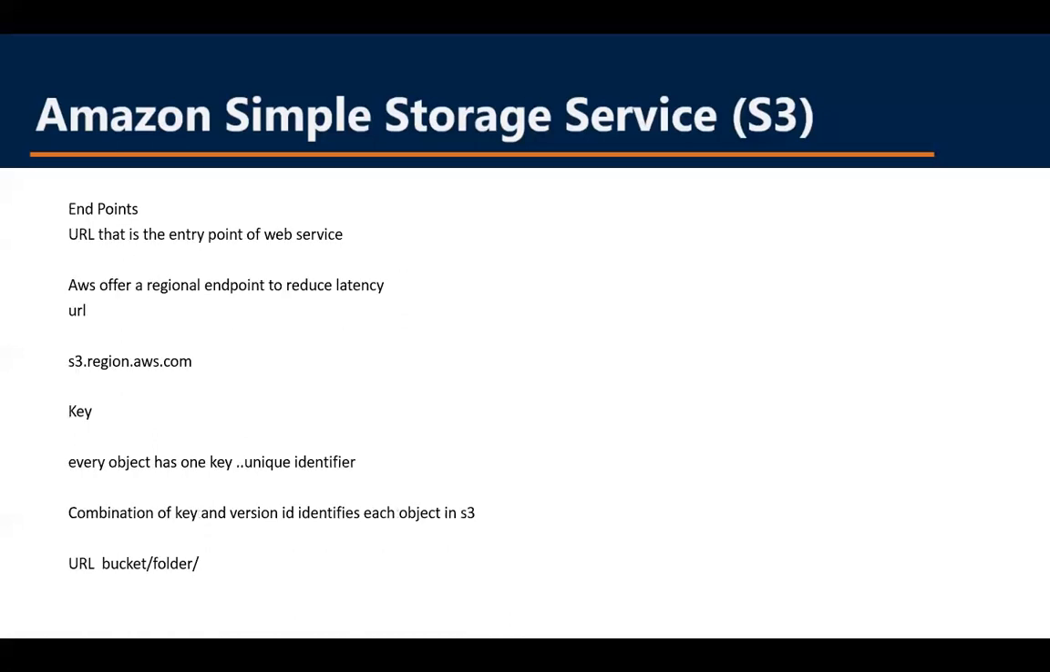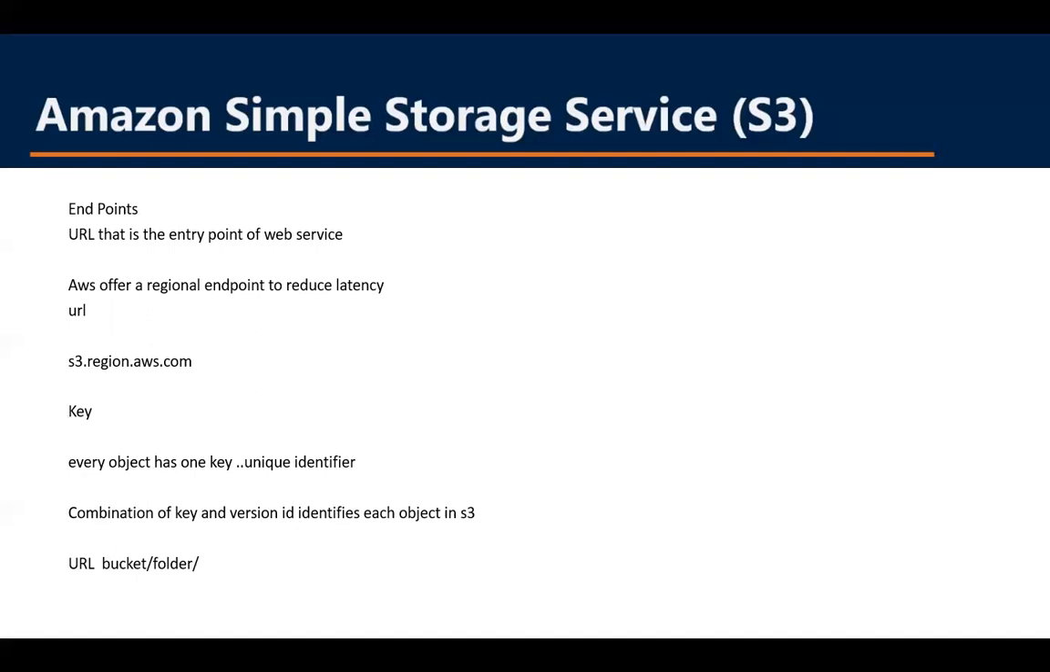Okay, endpoints. An endpoint is basically the URL that is the entry point of the web service we are talking about. AWS offers a regional endpoint to reduce latency. Suppose we have this S3 region, so that is the main endpoint URL, s3.theregion.aws.com. While doing the practical, I will show you the URL by which we can identify in which region the bucket is placed. We can see in the URL also the key that defines the logical arrangement of the objects in the bucket.